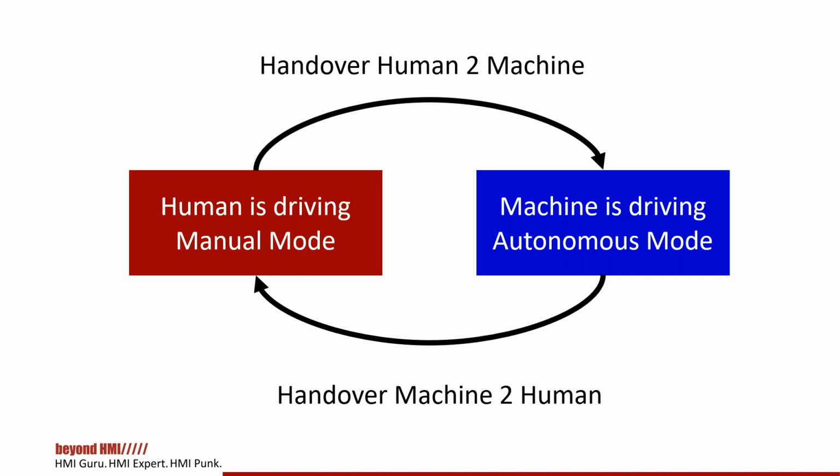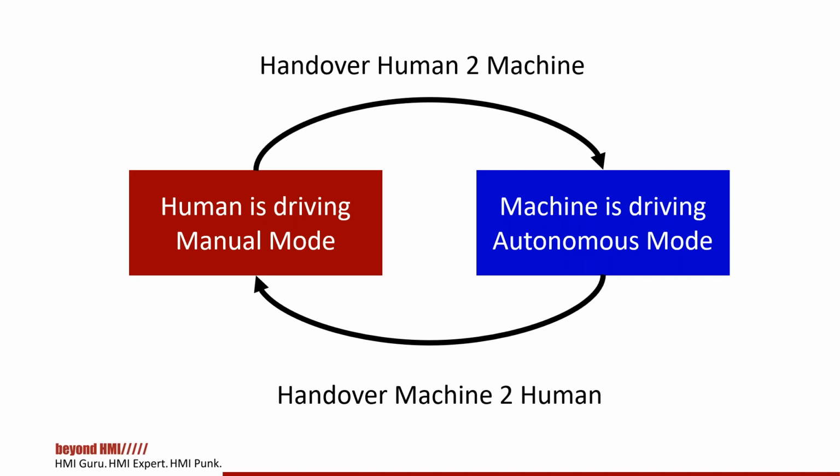On level 3, we have a handover time of a few seconds. So at the moment, discussions target towards 4 seconds. Meaning the machine is detecting a situation where it cannot perform its task anymore, and it goes like 3, 2, 1, driver, it's up to you.